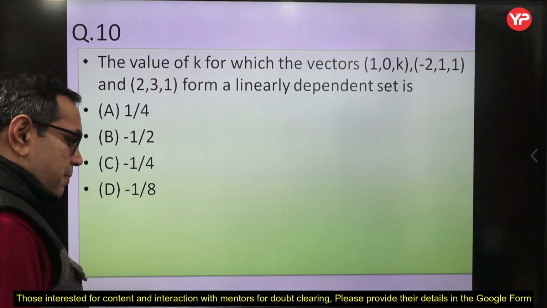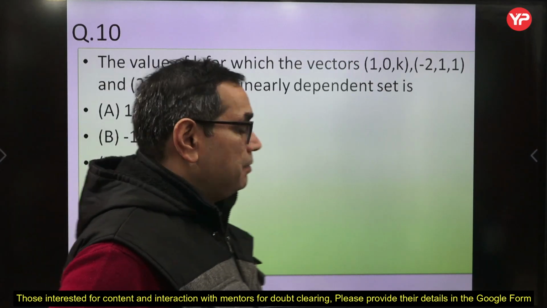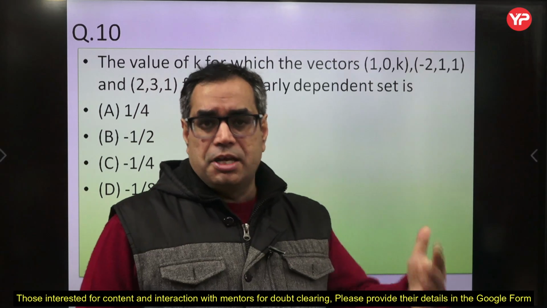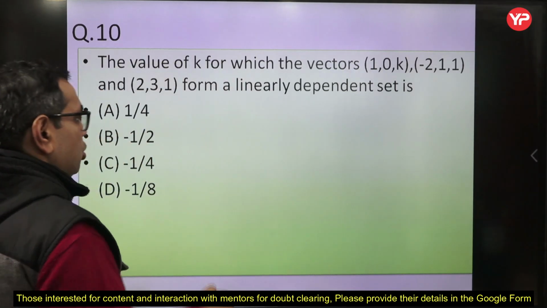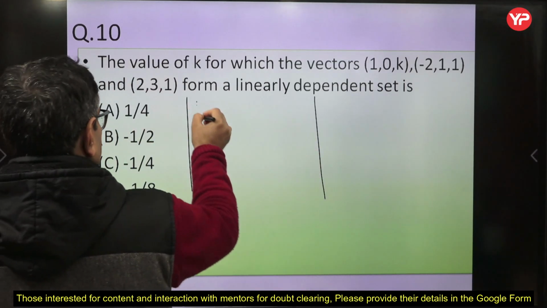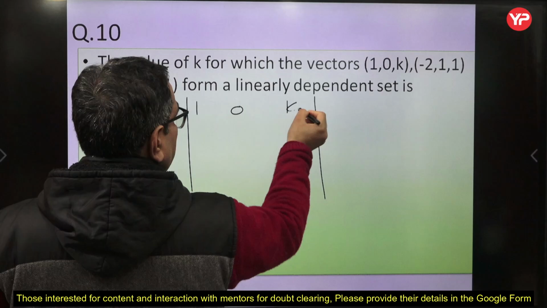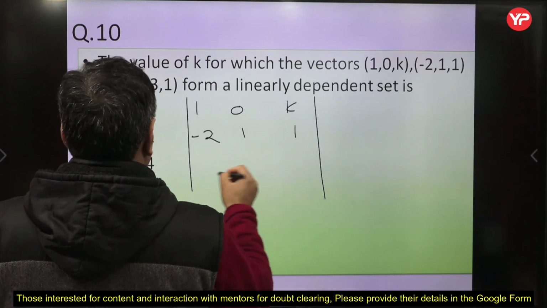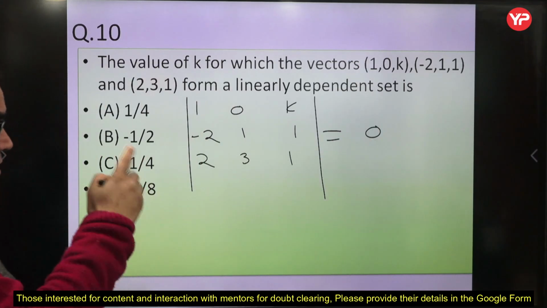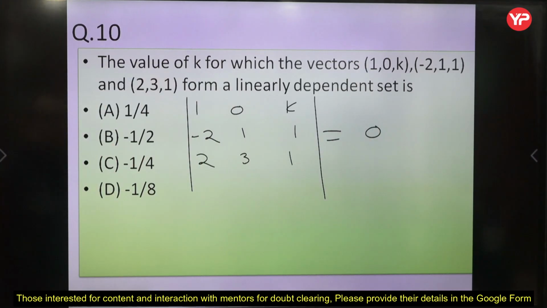Coplanar means the volume of the parallelepiped formed by the edges, these 3 as the edges, is equal to 0. And we know that the volume of the parallelepiped can be computed by the scalar triple product of these vectors. So ultimately we can directly say that 1 0 k and -2 1 1 and 2 3 1 just make it equal to 0, okay. In such question, when they give you some 3 vectors of R cube and they say that for what value of unknown they become dependent, so you just make this determinant equal to 0, okay.